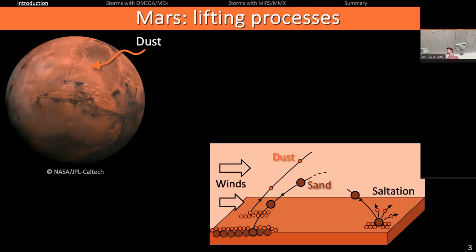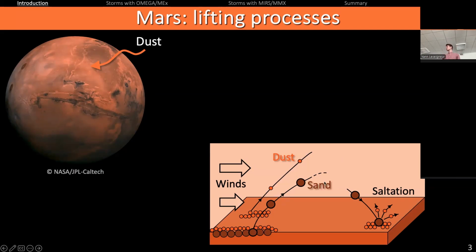Then we have different kinds of processes that can lift dust from the surface and inject it into the atmosphere, mostly driven by winds. The first one is the direct injection of the dust particles, as you can see here on this scheme. The winds just lift the dust directly and inject it into the atmosphere, and this process is not efficient on the Martian surface because the pressure is very low. The main process is indirect injection, and we call it saltation.